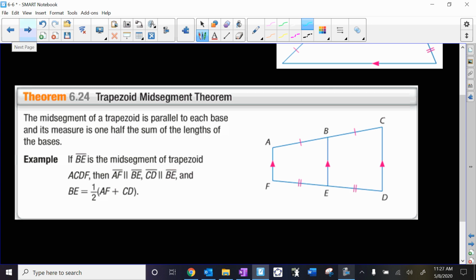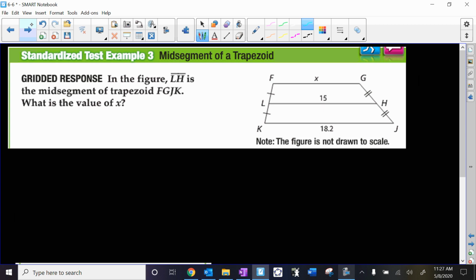Okay, so let's try and do an example that deals with this. In this example, I'm going to show you a couple ways that we can do this. We're going to try and find the length of one of our bases. So in this case, they give me the midsegment, which is 15. And we know that the midsegment is equal to half of our 2 bases added together.